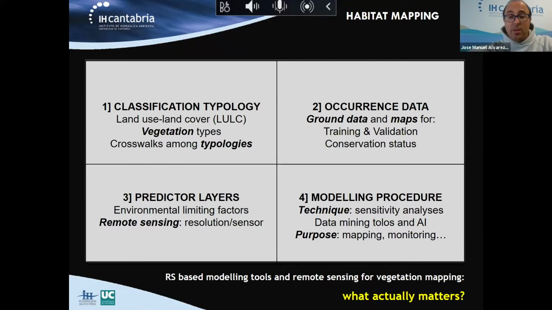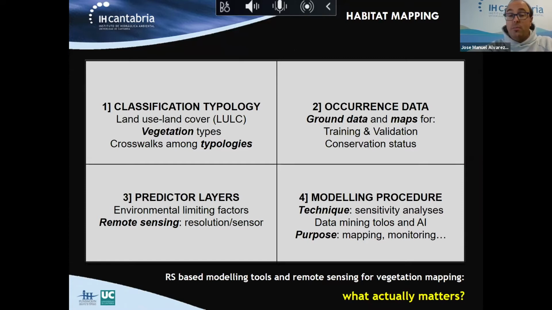I like this simple slide that I always use. I don't know if somebody has seen my presentations, but it's quite similar, most of them in some parts, because it's necessarily similar, because this is the important thing. So what actually matters for mapping habitats, for mapping vegetation?